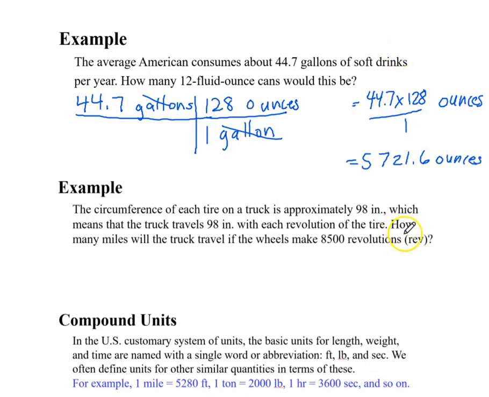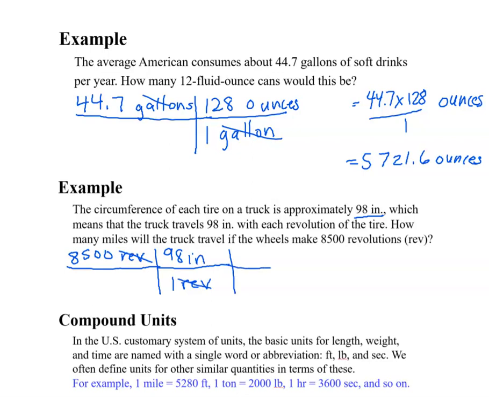The circumference of each tire on a truck is approximately 98 inches, which means that the truck travels 98 inches with every revolution of the tire. How many miles will the truck travel if the wheels make 8,500 revolutions? So we're starting out with 8,500 revolutions. Okay, but what we know is that the circumference of each tire on the truck is approximately 98 inches, so that one revolution, right, is 98 inches. Those are going to cancel out.